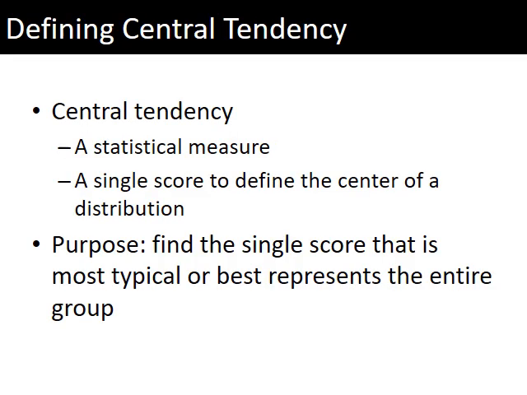Okay, so what is central tendency? Central tendency is a statistical measure. It's a single score meant to define the center of a distribution. The purpose of a central tendency is to find the single score that is most typical or best represents the entire group. Most of us are familiar with the term average. So central tendency, in a sense, is basically the average score. But there are a number of different ways to derive this.